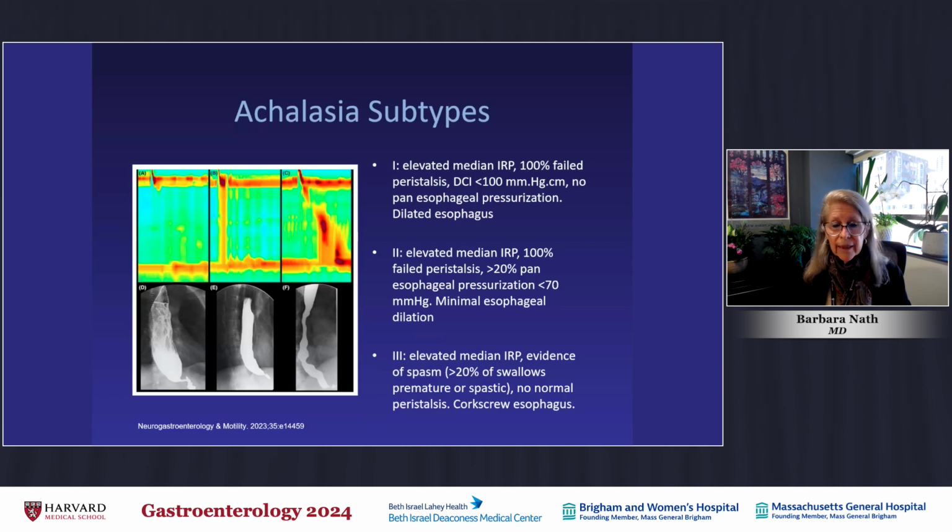And type 3, again, elevated IRP and evidence of spasm in more than 20% of the swallows. So that means that the pressures can be high and the swallows are usually premature with no normal peristalsis. And typically on a barium study, you might see a corkscrew esophagus.